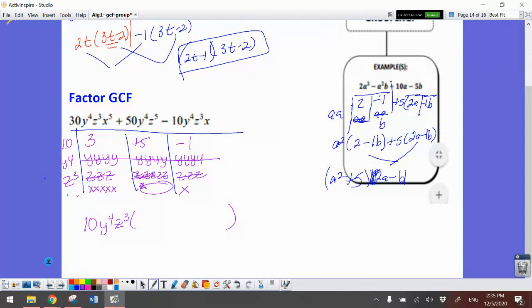So what's left? I have a 3 and 5 x's. I have a 5 and 2 z's, and a negative 1 and an x. And I'm done. Okay, I'm done at that point.